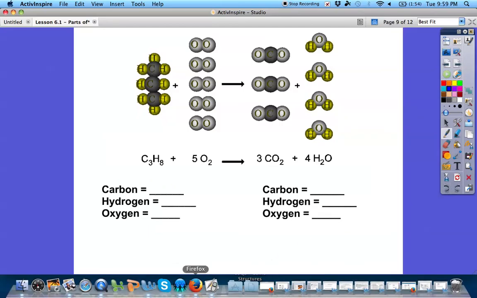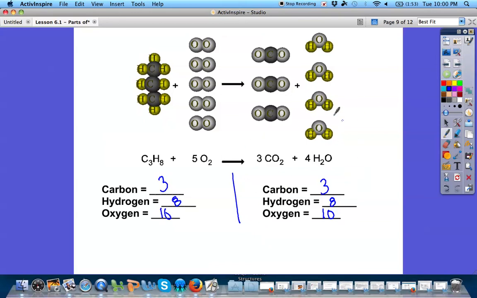So now when we go to count our individual atoms on both the reactants and the product side, remember our reactants are on the left, the subscripts tell us the number of atoms. So we have 3 carbon, 8 hydrogen, 2 oxygen, and 1 O2. But we have 5 of them, so 5 times 2 for a total of 10. Over here we have 3 times 1 carbon for 3. 3 times 2 for 6 oxygen plus 4 times 1 is 4, so 6 plus 4 gives us 10 oxygen there. And then 4 times 2 gives us 8 hydrogen.